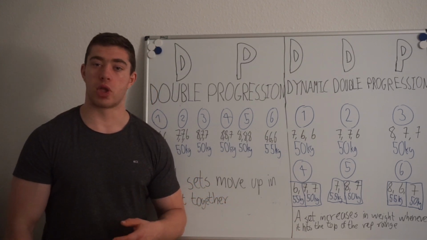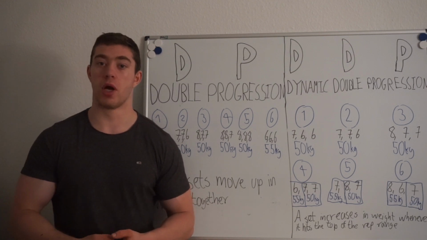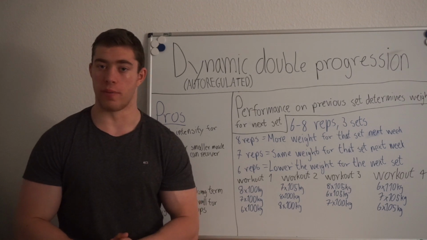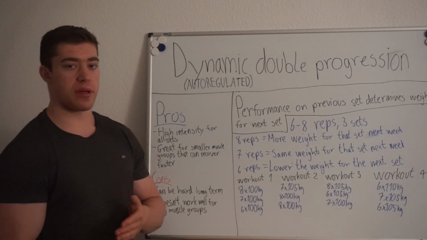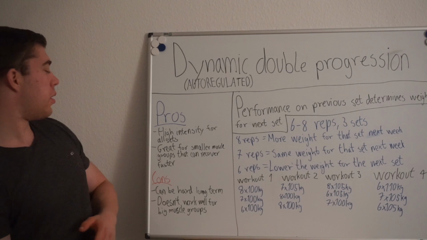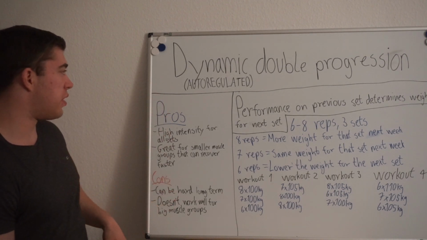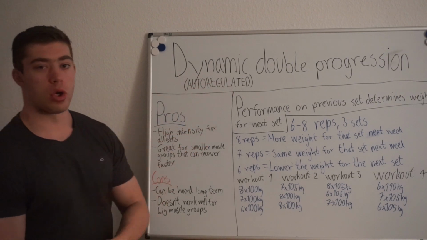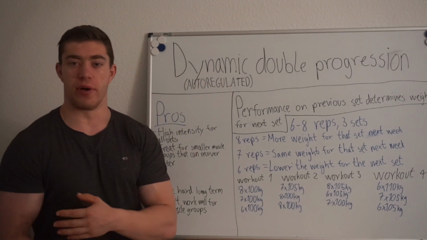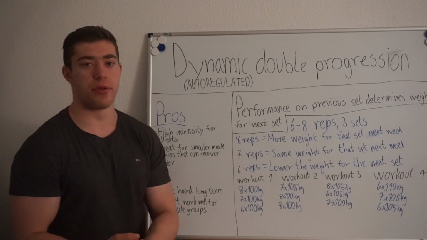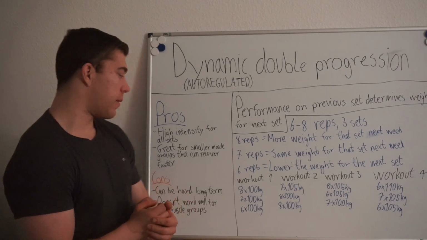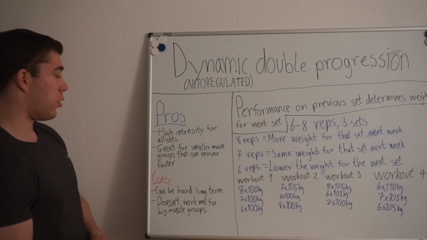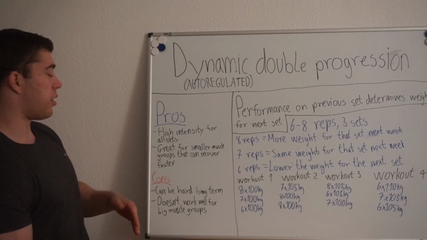Now let's take a look at some of the cons and benefits of dynamic double progression. Let's dive a little bit deeper into it. First off, by taking a look at the pros and the cons of dynamic, or as I've already written here, auto-regulated double progression, which I will explain in a couple of minutes why I've written that.